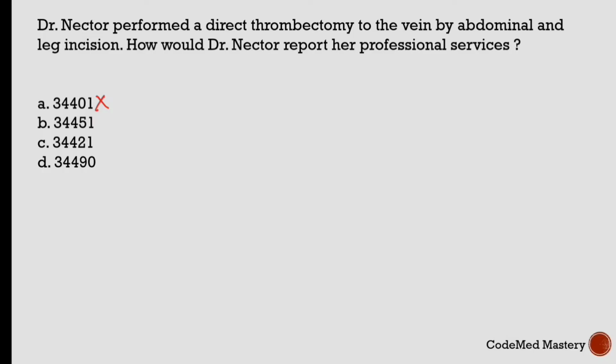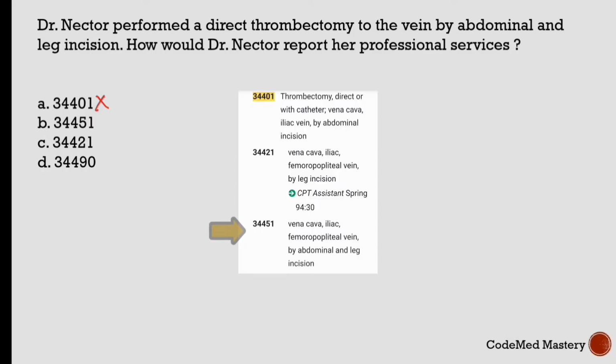Coming to option B, 34451, it is for thrombectomy, vena cava iliac femoropopliteal vein by abdominal and leg incision. In our question also, there is direct thrombectomy to the vein by abdominal and leg incision. So it is matching with the code 34451. So that is the right answer. Now let us also check option C and D. Check the code 34421, that is for thrombectomy, vena cava iliac by leg incision. But in our question there is abdominal and leg incision. So we cannot code 34421. We'll eliminate it.